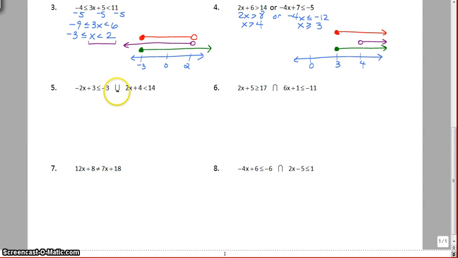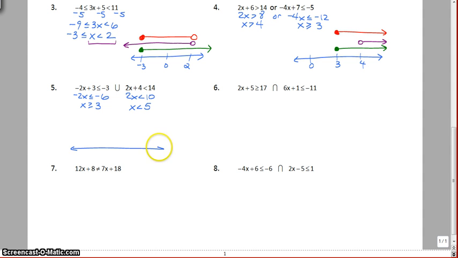This is a union or an OR statement. So negative 2x is less than or equal to negative 6. So x is greater than or equal to 3. Subtract 4, 2x is less than 10, so x is less than 5.